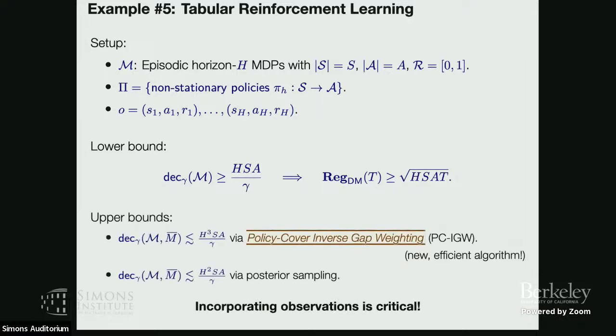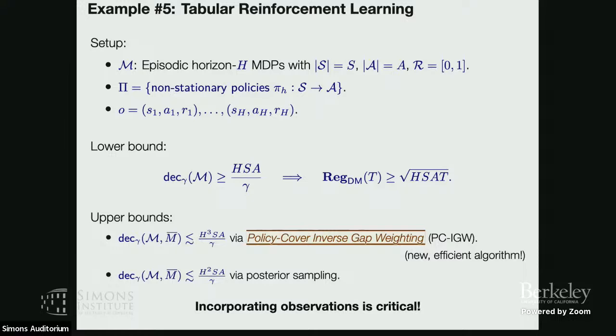On the upper bound side, you can show similar upper bounds, although with worse dependence on H, using a couple of different strategies. One is an extension of this inverse gap weighting idea that we call policy cover inverse gap weighting. And the other is to appeal to the Bayesian counterpart of the DEC and apply posterior sampling. So these both give poly H times SA over gamma.